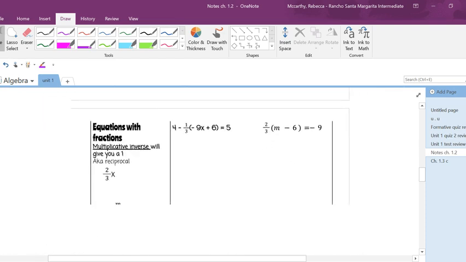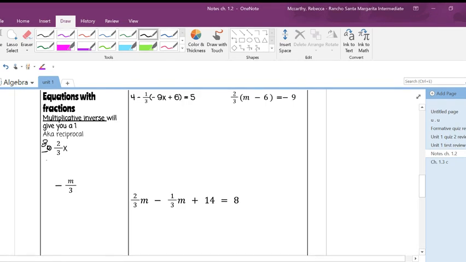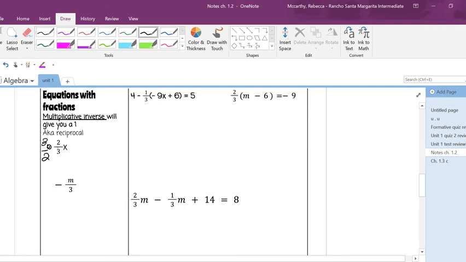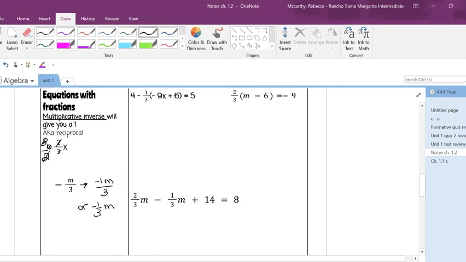Okay, so we have equations with fractions. Again, we talked about the multiplicative inverse. When I use that, it becomes 1. So the multiplicative inverse of 2/3 would be 3 over 2. If I multiply that by its inverse, everything cancels, and I just get 1x. This one, you want to see it as negative 1m over 3, or negative 1/3 m, same way.